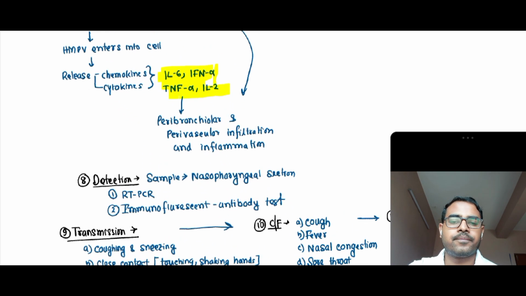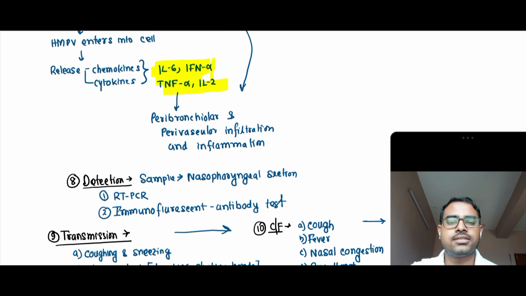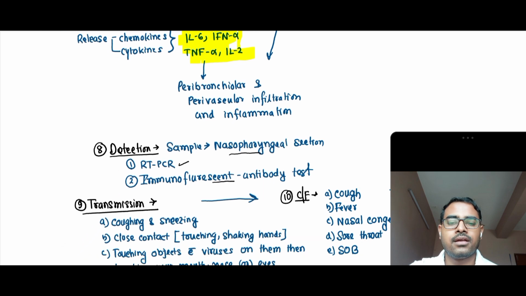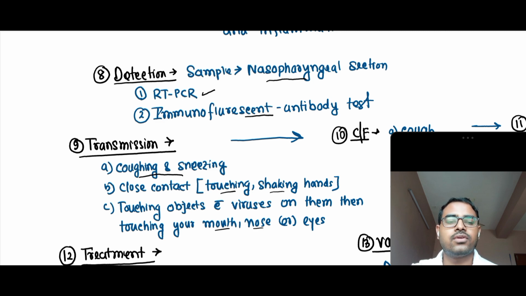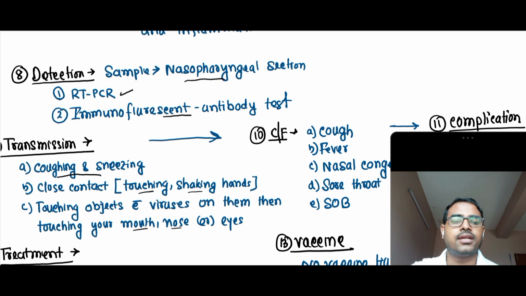Now, how to detect it? We have to take a sample. The sample is nasopharyngeal secretion, like in COVID-19 infection. Then with the help of RT-PCR and the immunofluorescence antibody test, we can detect human metapneumovirus. Now transmission. As it is a virus, like most viruses, it is transmitted by coughing, sneezing, and close contact like touching and shaking hands, touching objects contaminated with the virus, and touching your mouth, nose, or eyes with contaminated hands. It will infect the high risk group: children, older adults, and immunocompromised patients.